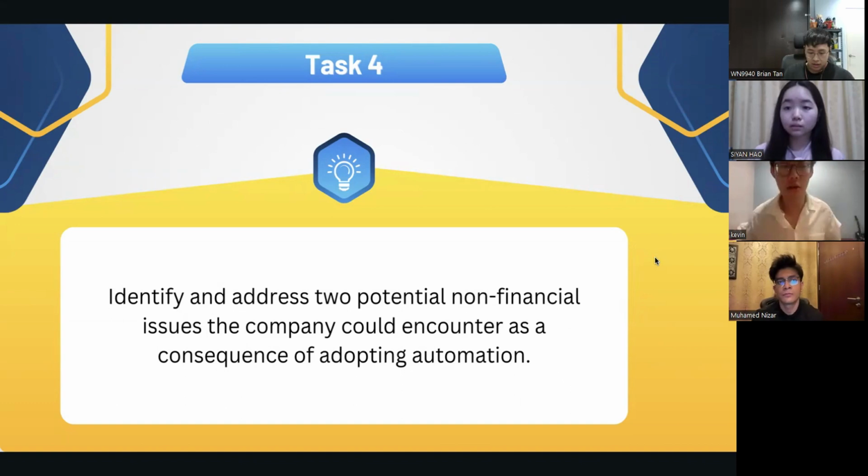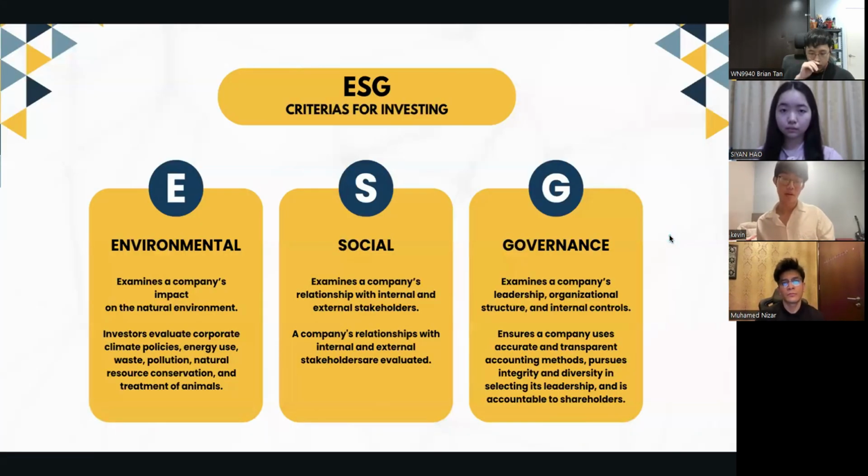Finally, we have task 4, which is to identify and address 2 potential non-financial issues the company could encounter as a consequence of adopting automation. So first of all, before we look at the issues, I would like to take a look at how these issues might arise. And one reason could be that they are not following the ESG, which are the criteria for sustainable investing when trying to adopt automation.